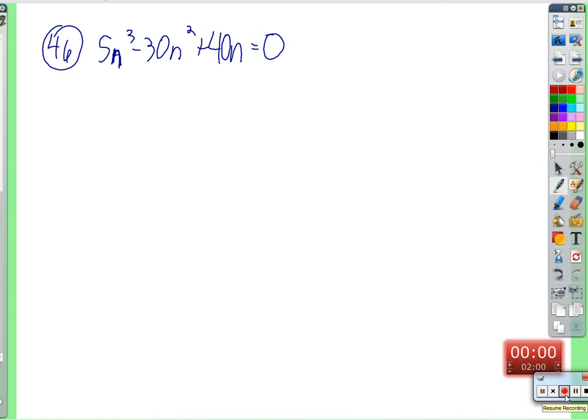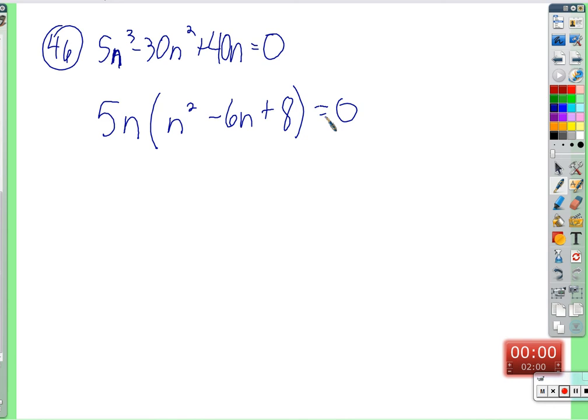First, we factor out the biggest common factor of all three. What is that? Five n. What does that leave in here? N squared minus 6n plus 8, equals 0.